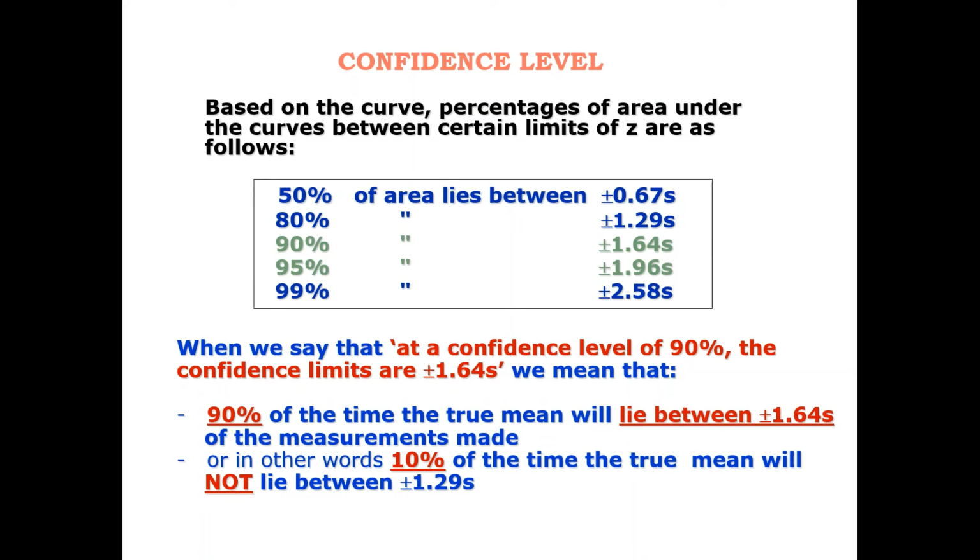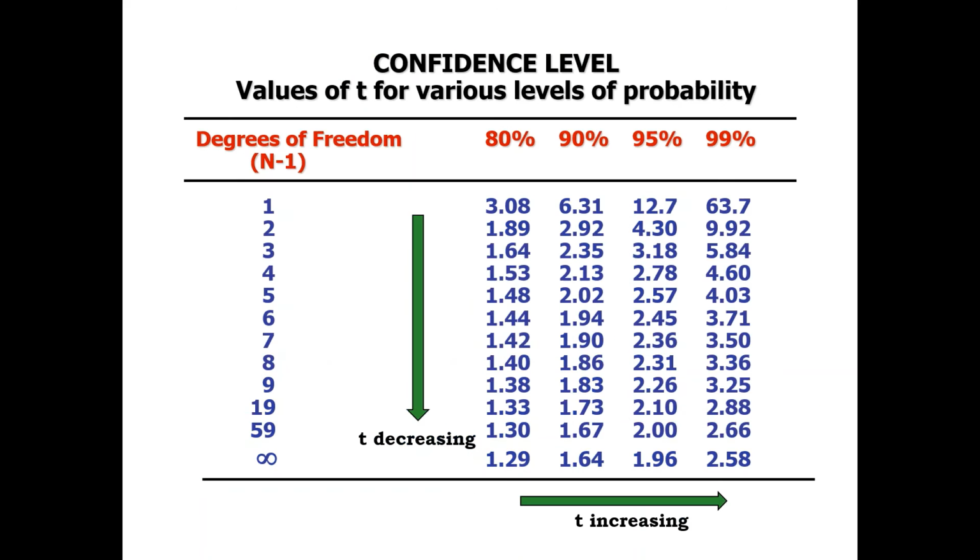So that is the confidence level when we are seeing it at 90% or at 95%. It says over here, 90% of the time the true mean will lie within that blue range found from the measurement, or in other words, 10% of the time the true mean will not lie within that range. 1.649 over there. So this is what we meant by that level.